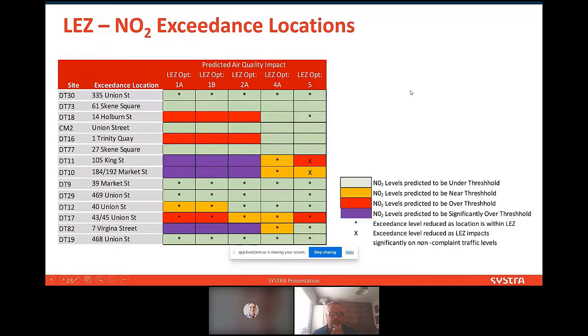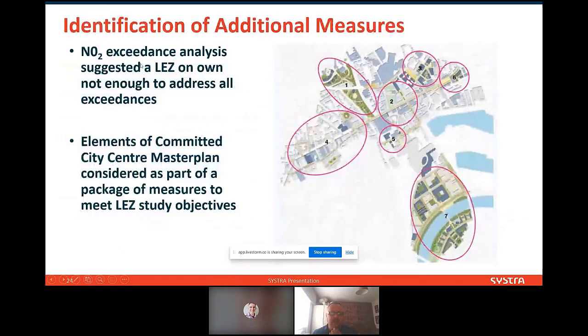But what we found was the exceedance analysis suggested that a low emission zone on its own wasn't enough to address all the issues. So without going into too much detail, I'm wary of time here, the city centre master plan includes physical restrictions within the city centre. So we had to develop a package of measures, which was a low emission zone and elements of the city centre master plan combined to create this package of measures which will meet all the exceedances.